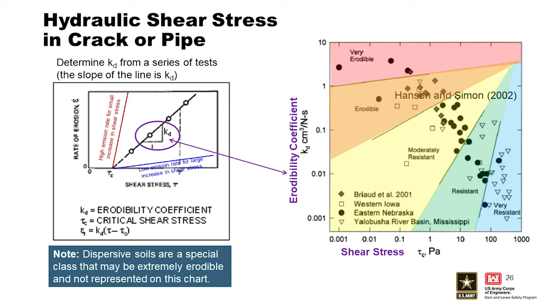And then one more note down here, dispersive soils are kind of a special case that may be extremely erodible and are not represented on this chart. Dispersive soils are just kind of a special animal, right? So a lot of these concepts, a lot of these relationships, they may not apply to dispersive soils. If you have potentially dispersive soils at your site or in a PFM that you're evaluating, keep that in mind and know that it's a special case.